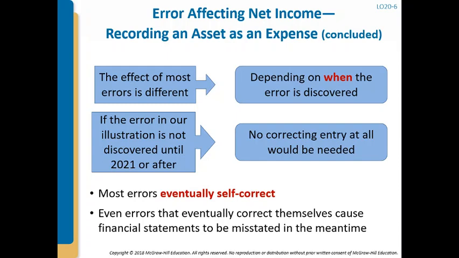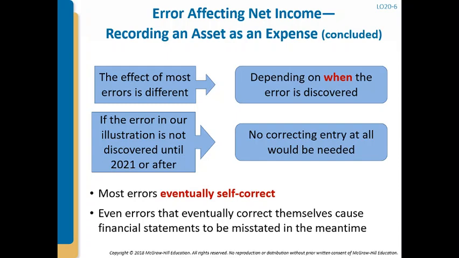For instance, when you record an asset as an expense, a depreciable asset, if you discover the error late enough to where it's in a period where the asset would have been fully depreciated anyway, then there's no correcting entry that's going to be needed. And we'll show you that here in a minute.